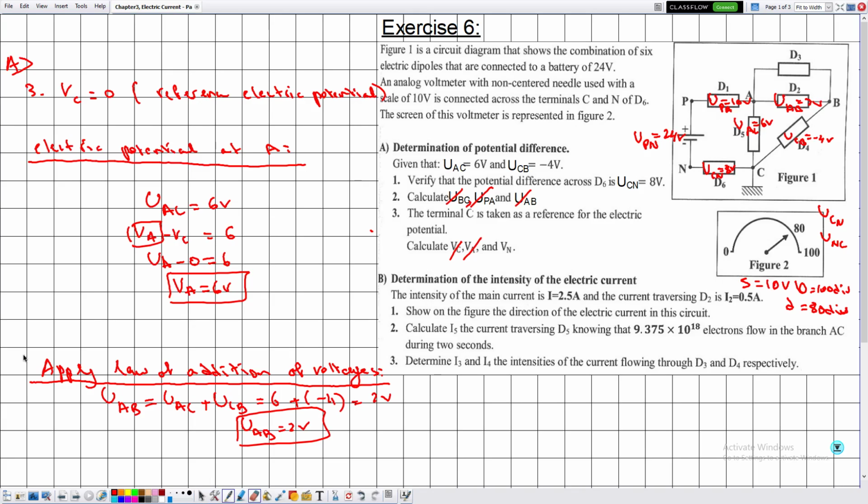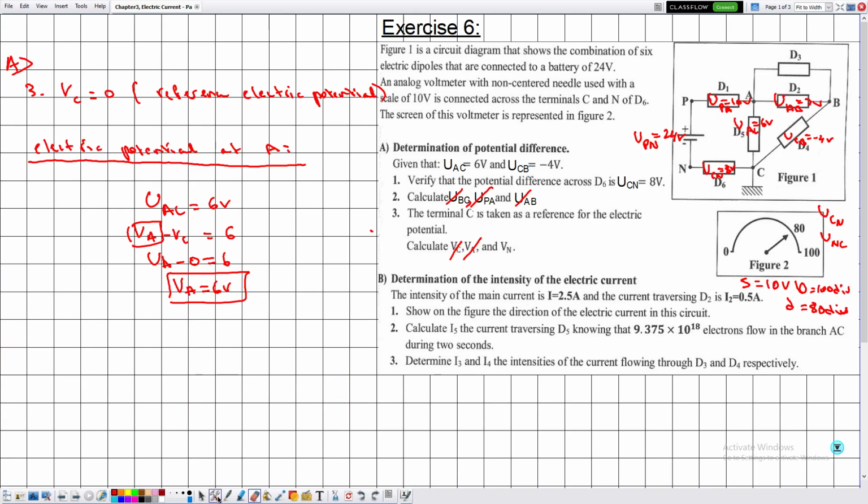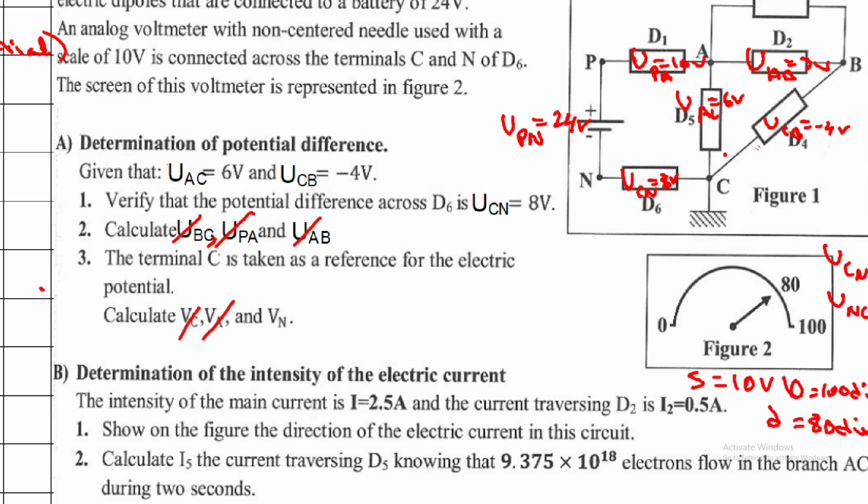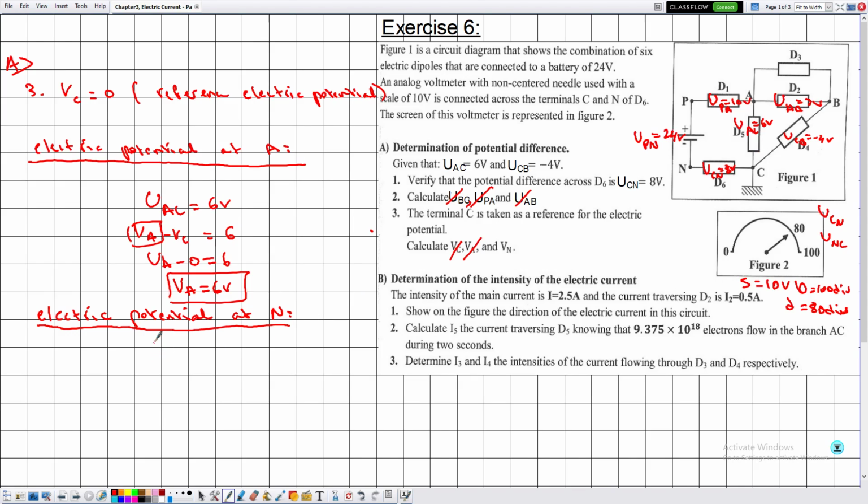Now as for VN, let me say electric potential at N. In this case we are interested in determining the electric potential at the point N. Then we need to consider another point at which we know the electric potential and the voltage that relates the two points, which is given by UCN, equal to 3 volts.